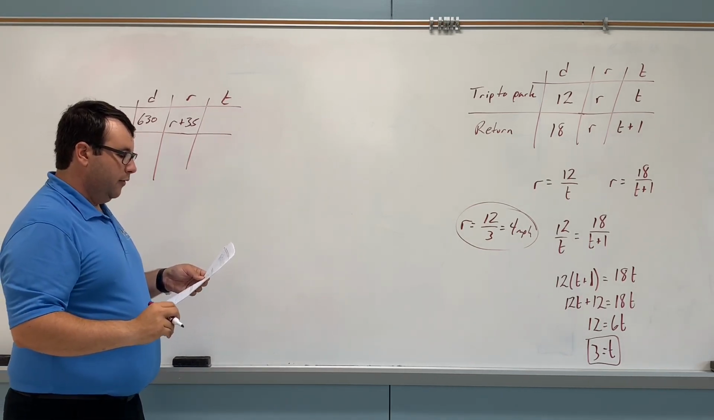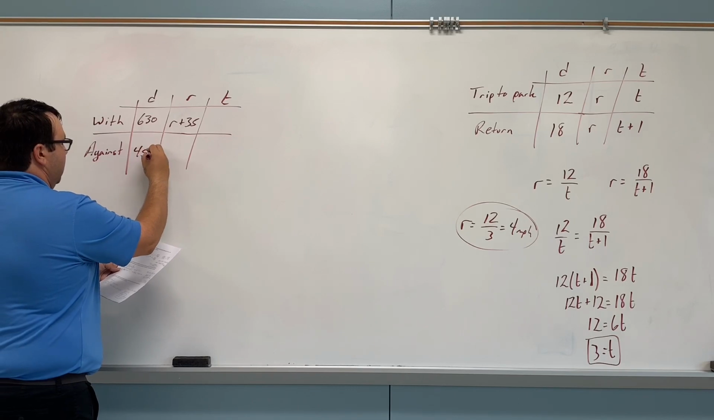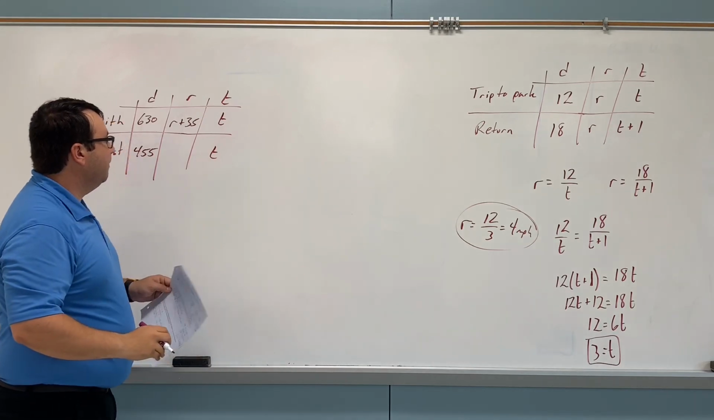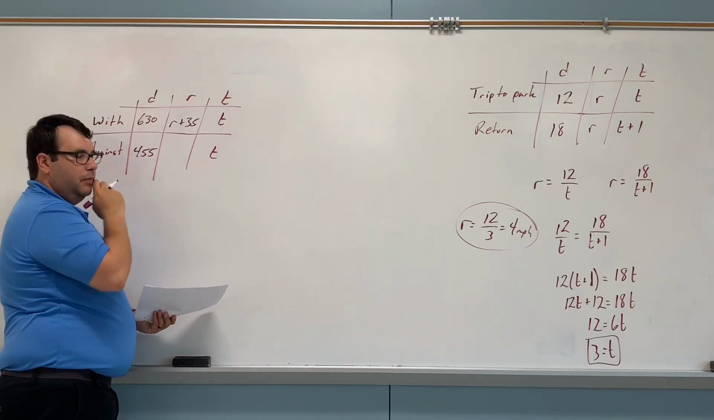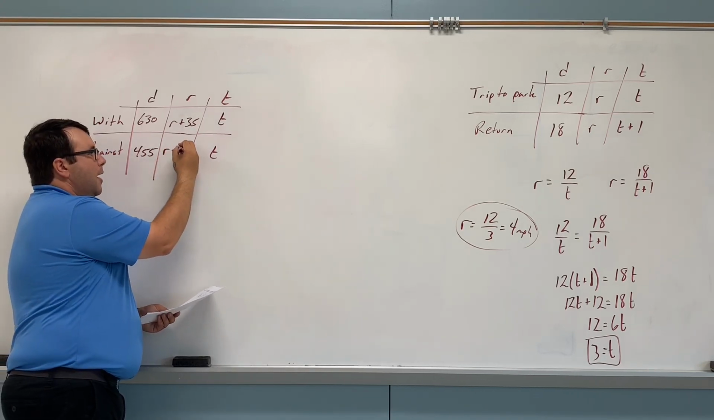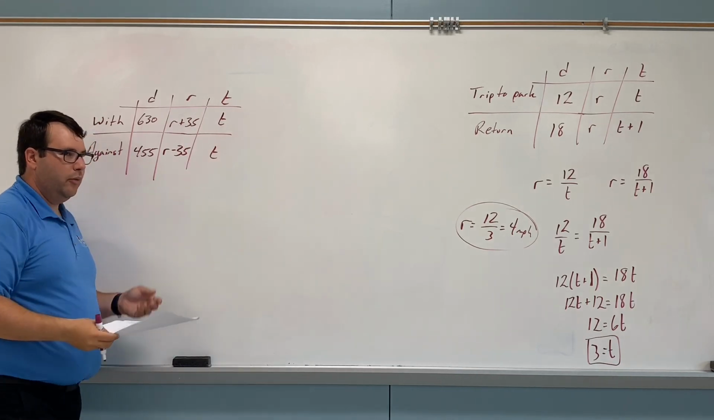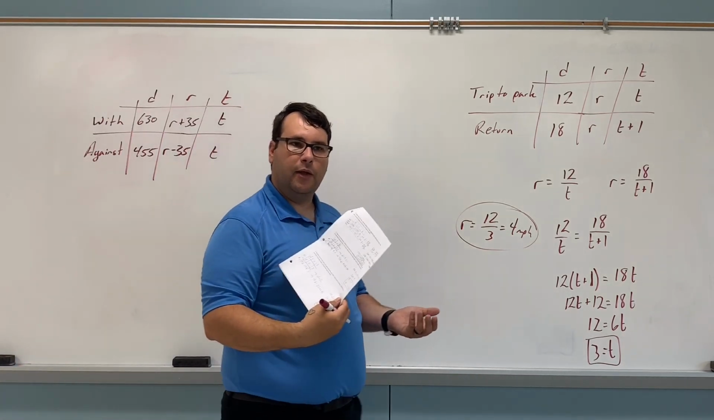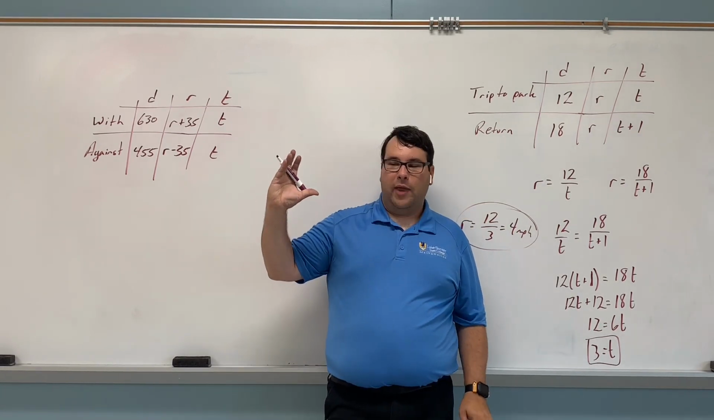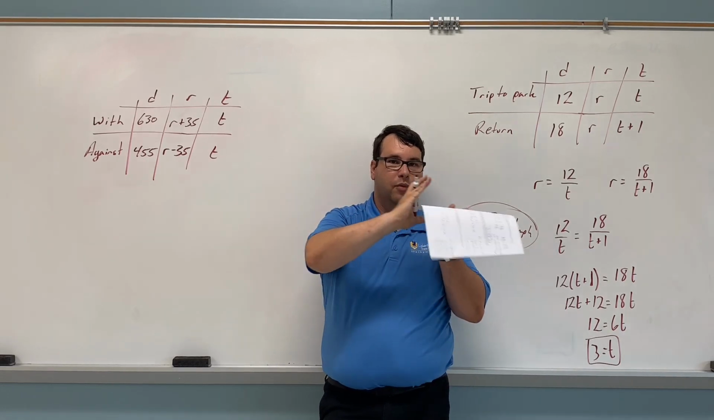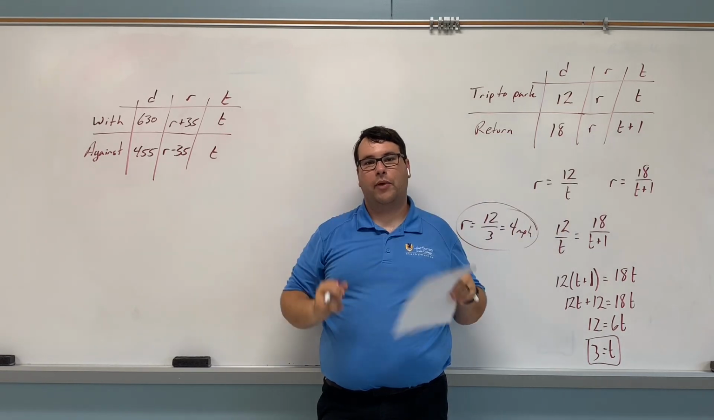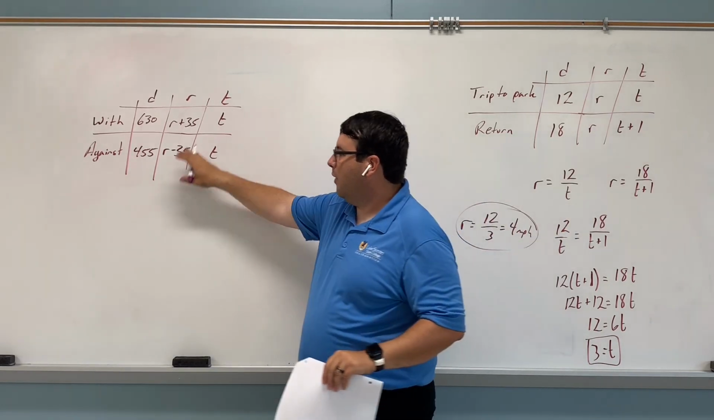Against the wind, he flies only 455 miles in the same amount of time. So I know my time is the same. That's very clear. Now, let's talk about that speed. The speed here is going to be r, the speed of the plane in still air, but minus 35. How do I know it's minus 35? It didn't say it in the problem, did it? But it did. You're flying against the wind. So remember, a tailwind is pushing the plane in the same direction, but a headwind is pushing against the plane, slowing it down.